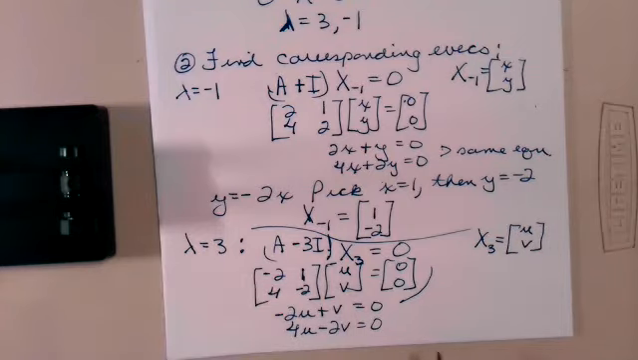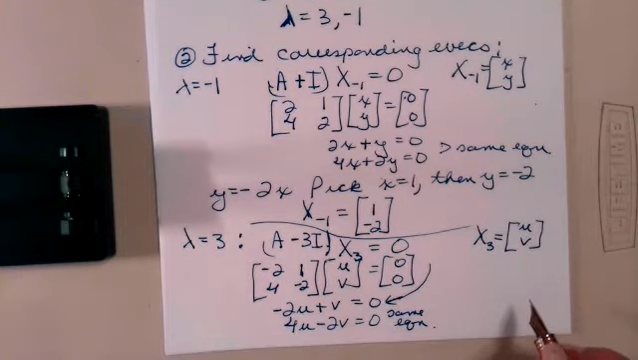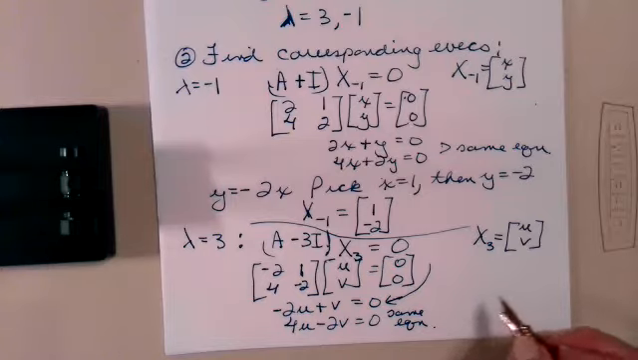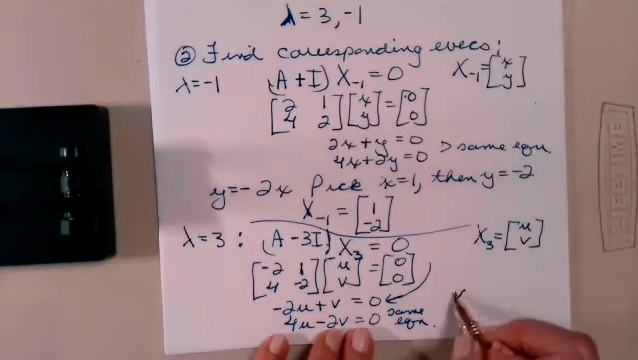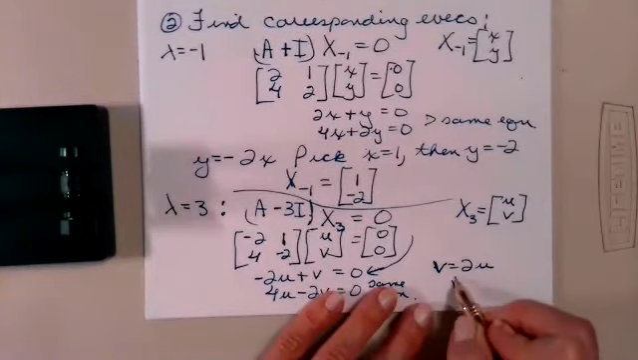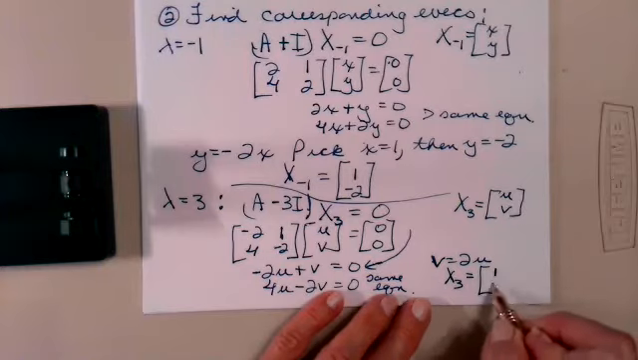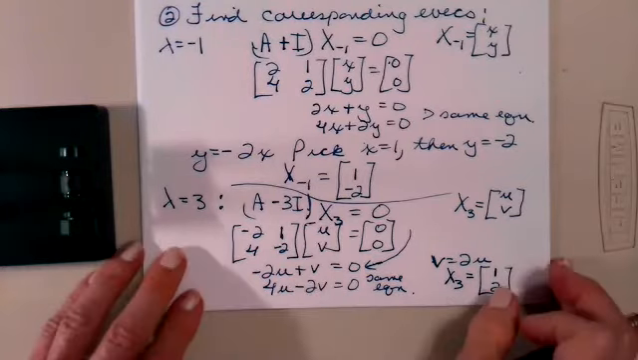And it's not hard to see that that's the same equation. So you only need one of them. That's actually a little check. When you have a 2 by 2 matrix, the second equation better be the same as the first or a multiple of it. Otherwise, you did something wrong. So this says v is equal to 2u. So one eigenvector would be, if I pick u equals 1, then v is 2. So now we have our two eigenvalues and our two corresponding eigenvectors.